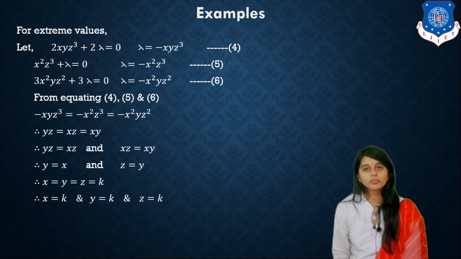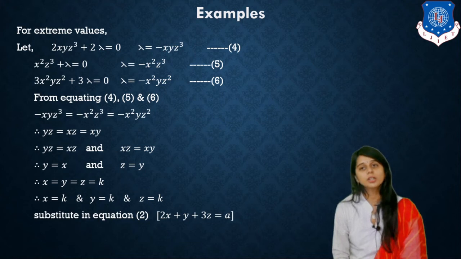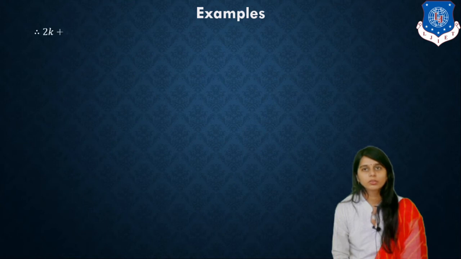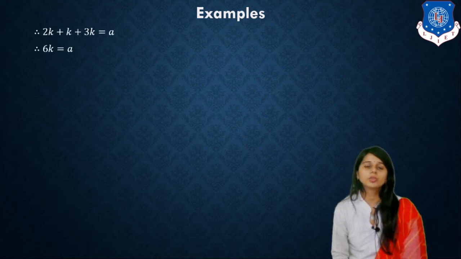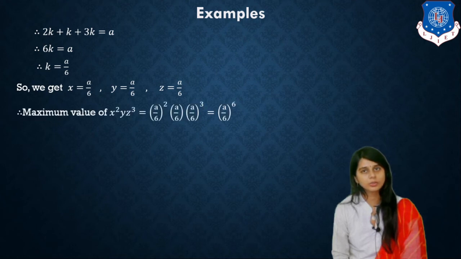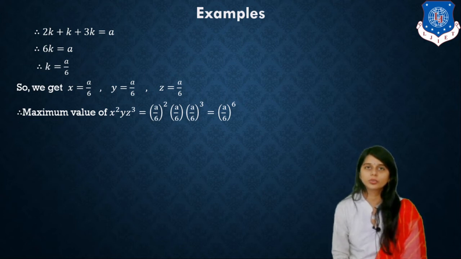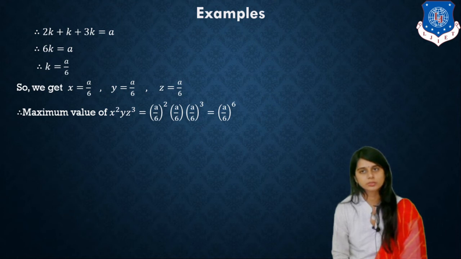If x equal to k, y equal to k and z equal to k, substitute in the condition 2x plus y plus 3z equal to a. Then k equal to a by 6. We get x equal to a by 6, y equal to a by 6 and z equal to a by 6. So what is our extreme value of the function? Put x, y and z equal to a by 6 in the function. We get (a by 6) raised to 6.